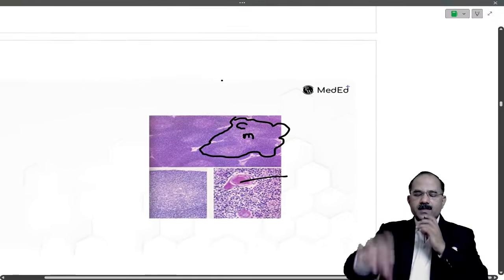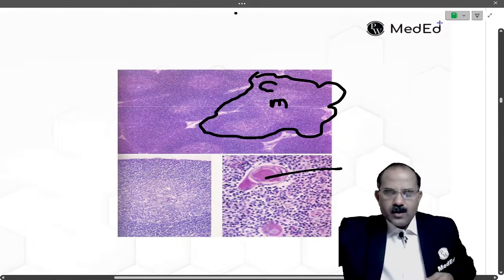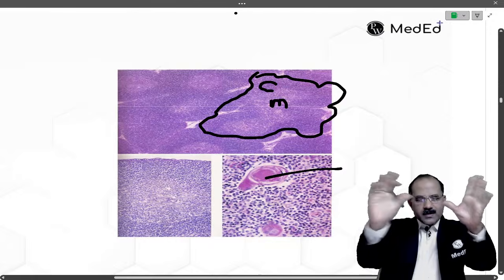Okay. Thymus clear है बच्चों? Okay. Now this is started. Fine. Okay. Clear. Now thymus is clear.